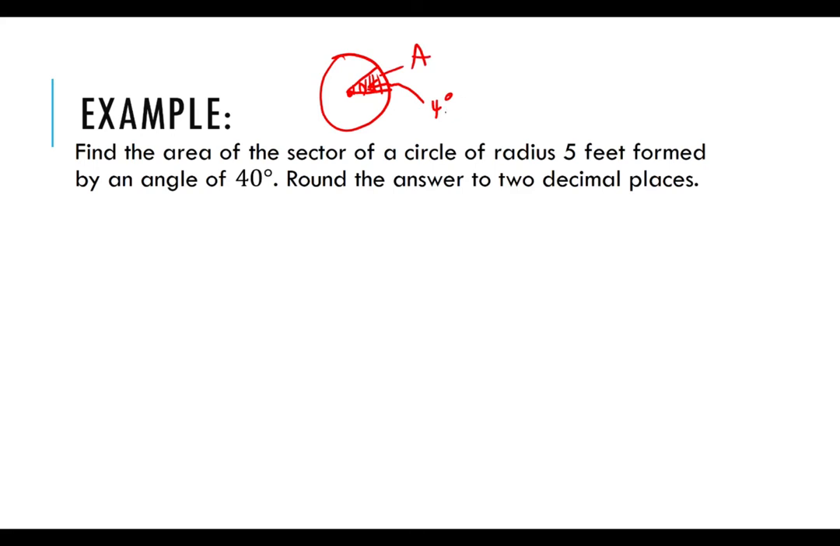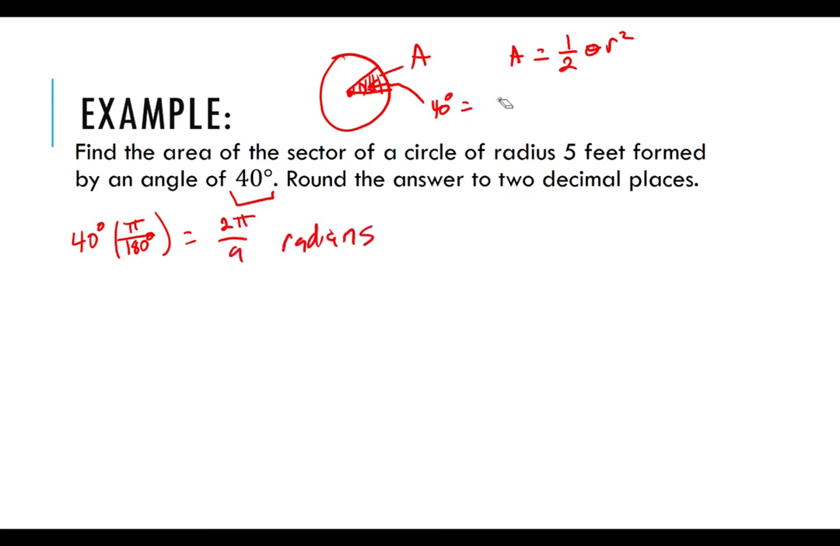Well, we know that A is equal to 1/2 of theta times r squared. We know that that's the area of a sector. But let's be careful. Remember that theta has to be in radians. Well, we're given degrees, so that means we've got to convert degrees to radians. So 40 degrees multiplied by our unit conversion, that's going to be pi divided by 180 degrees. So that's going to be 2 pi ninths radians. All right, that's what we need, because remember, we have to be working in radians here. So 2 pi ninths radians.